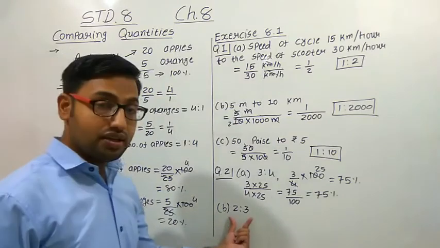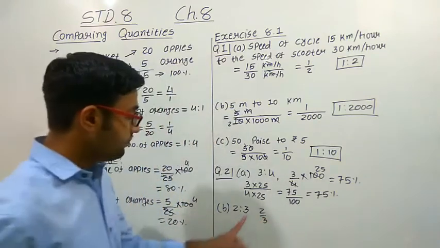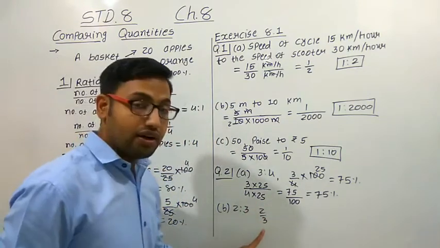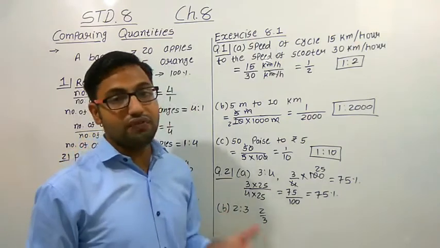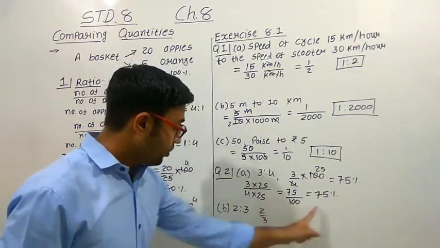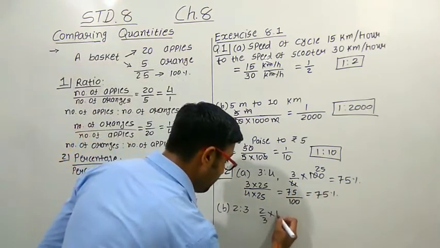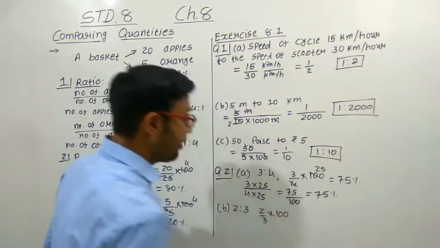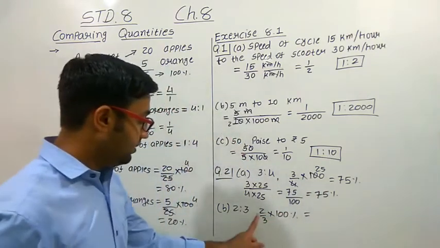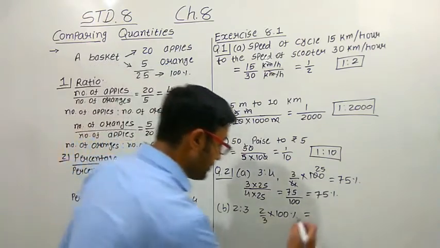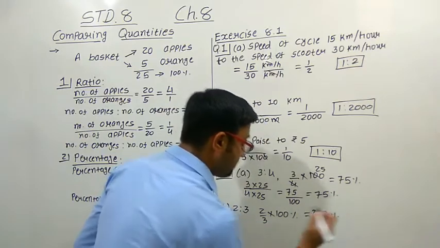Now the other ratio is 2 upon 3. So see, in 2 upon 3, if we want to make 100 in the denominator, then it is not possible, because 3 is not a factor of 100. So we cannot use this second method. We can use this method, that is simple. We have to multiply it with 100, and it is now converted into percentage. But let us simplify it. We get 200 upon 3 percent.